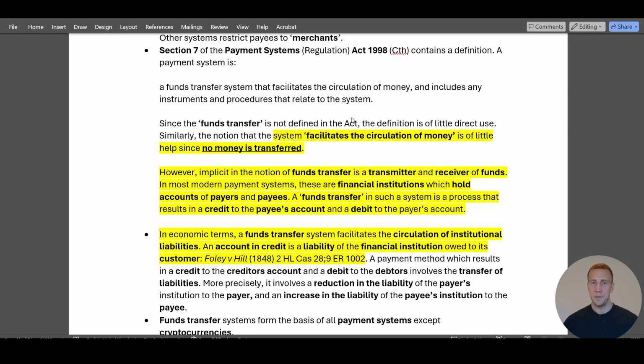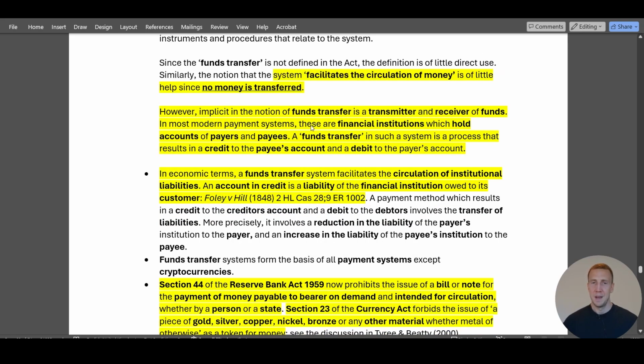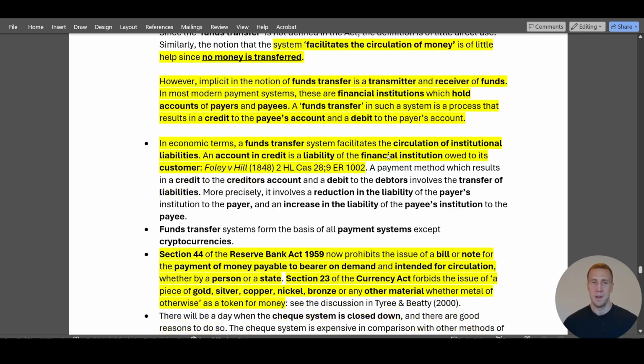Since the funds transfer is not defined in the Act, the definition is of little direct use. Similarly, the notion that the system facilitates the circulation of money is of little help since no money is transferred. However, implicit in the notion of funds transfer is a transmitter and receiver of funds. In most modern payment systems, these are financial institutions which hold accounts of payers and payees. A funds transfer in such a system is a process that results in a credit to the payee's account and a debit to the payer's account.